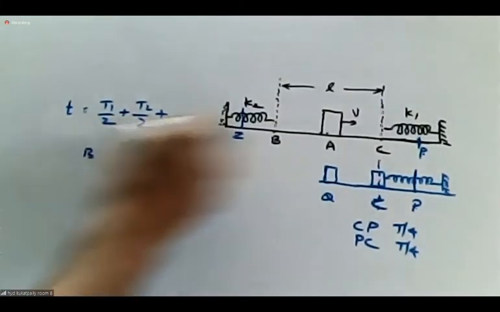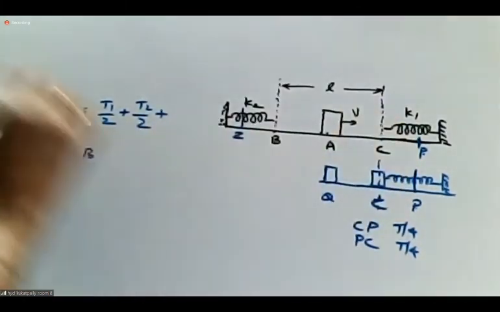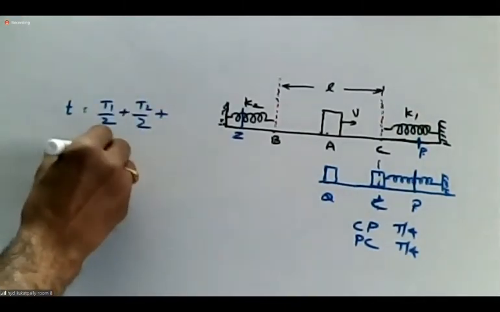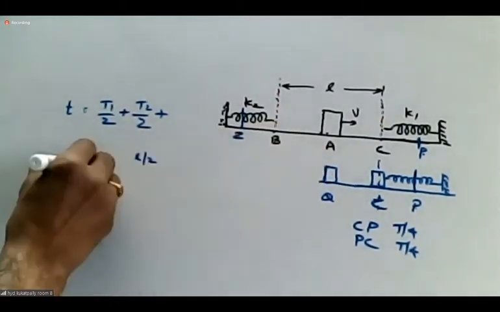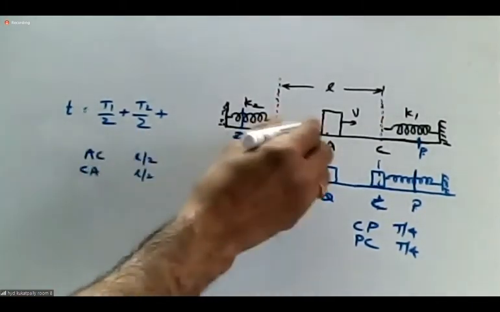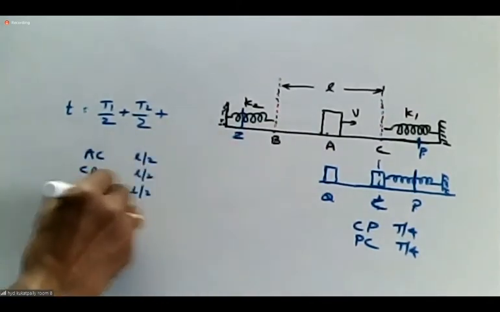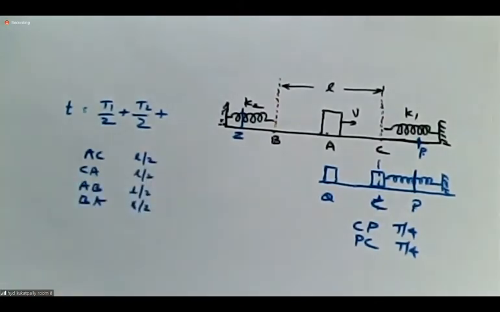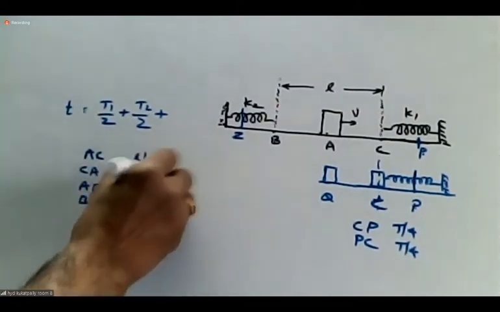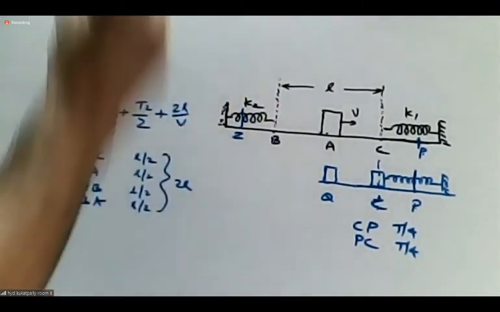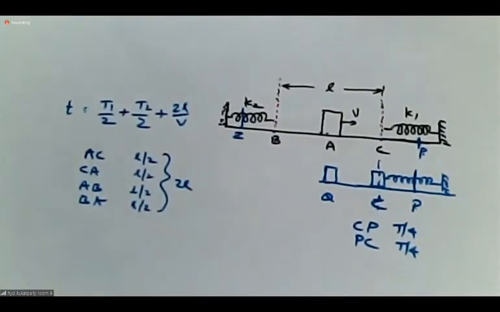It's given a velocity V towards the right side first. So let me begin with the right side. A to C, it travels L by 2. C to A, it travels L by 2. A to B, it travels L by 2. B to A, it travels L by 2. All these L by 2 distances are free, not under the influence of spring. So these distances together add up to 2L with a velocity V. So plus 2L by V. That is the time taken.